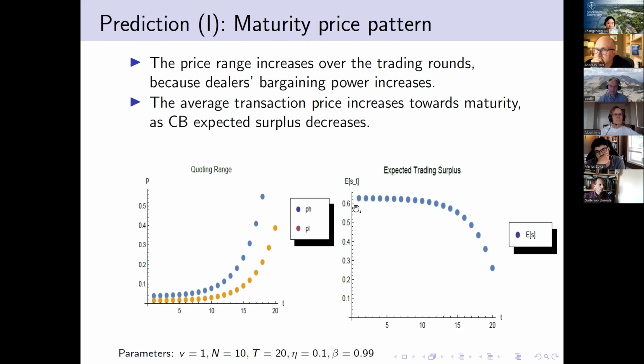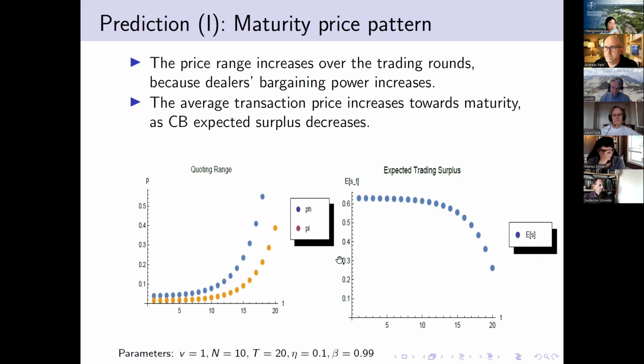And so correspondingly, we see that the average expected trading surplus for the central bank starts from close to 1, so maximum surplus to the central bank as it's essentially paying close to 0 for a unit, to essentially having to pay close to its reservation value at maturity, and so its expected surplus is dropping. And so you can see that if the market is not very competitive, in the sense that there are only very few dealers that are expected to trade aggressively in any given round, then we can get this price pattern consistent with what we see.